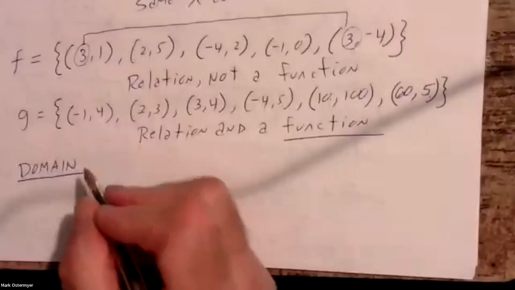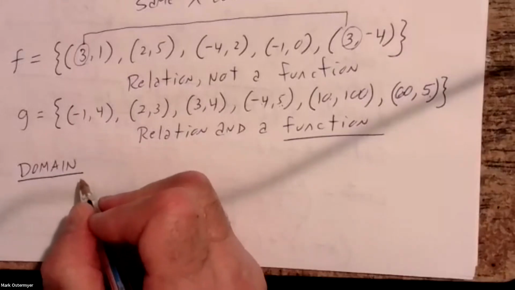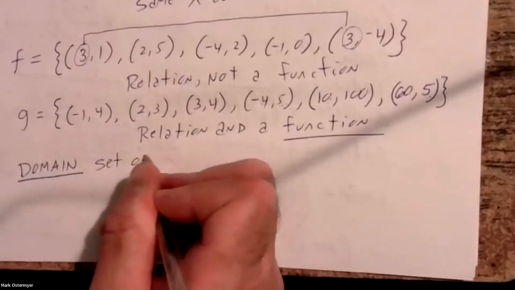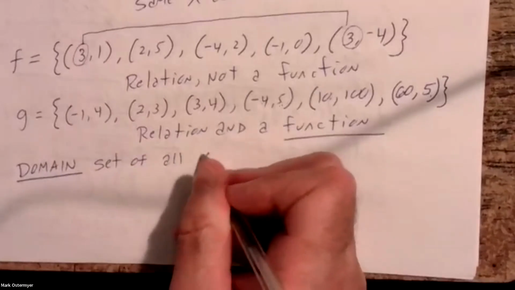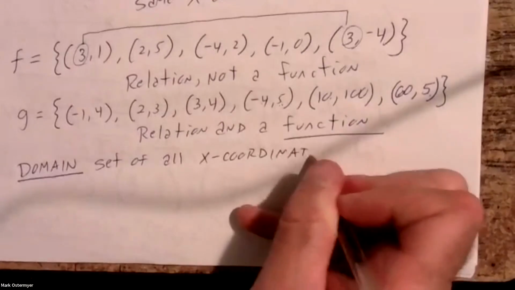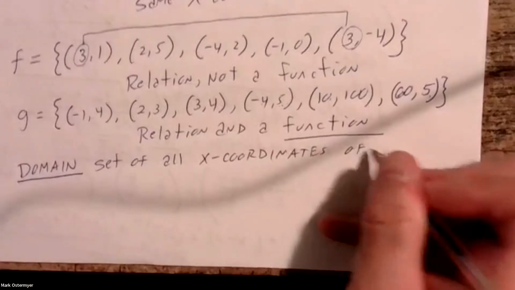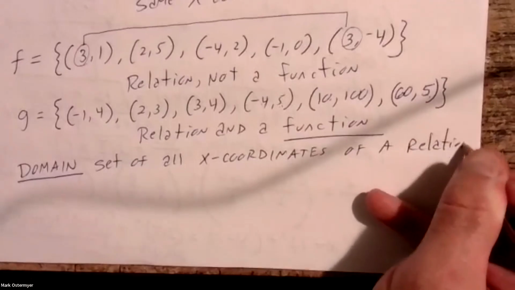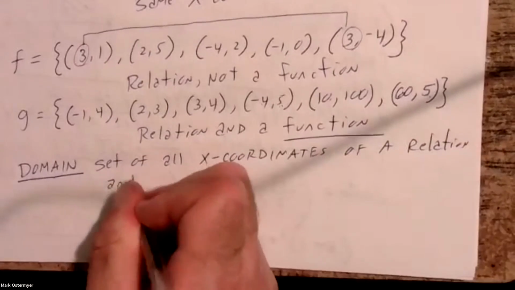What's a domain? A domain of a relation or a function is nothing more than the set of all x coordinates of a relation and or function.